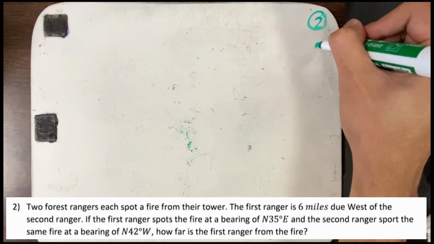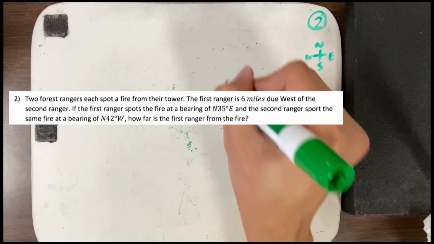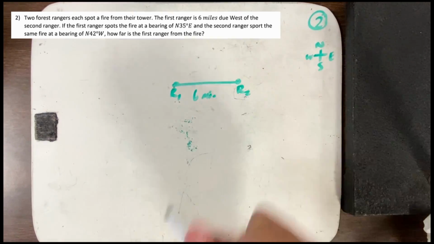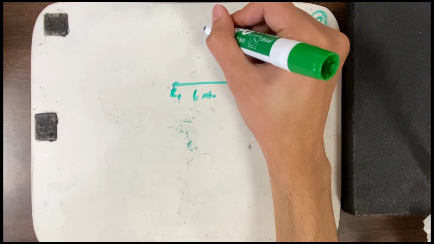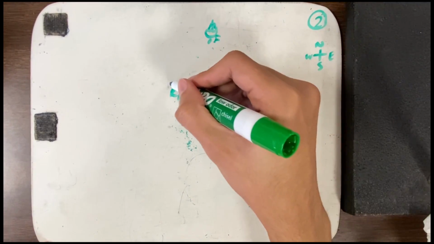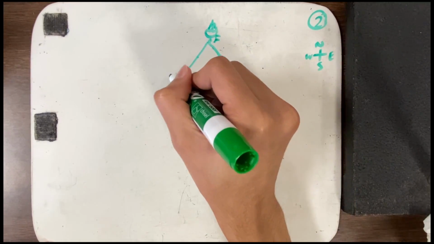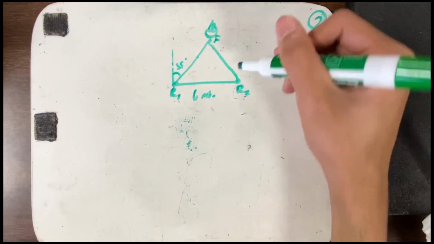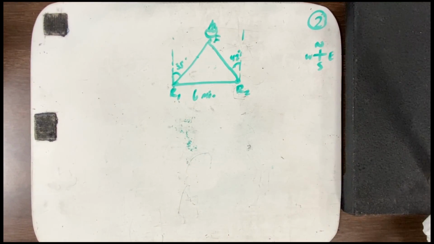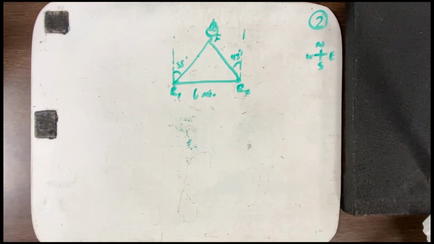Alright, so for this question, we have two forest rangers at two separate towers. The first ranger is 6 miles due west of the second ranger, so make sure you don't mix up ranger 1 and 2. That'll get you the wrong answer. They both spot a fire off in the distance, right? And ranger 1 spots it at a bearing of north 35 east, and ranger 2 spots it at a bearing of north 42 west. We can see that this forms a triangle between the 3 points of interest, right?